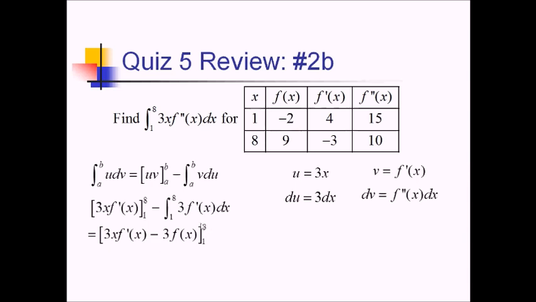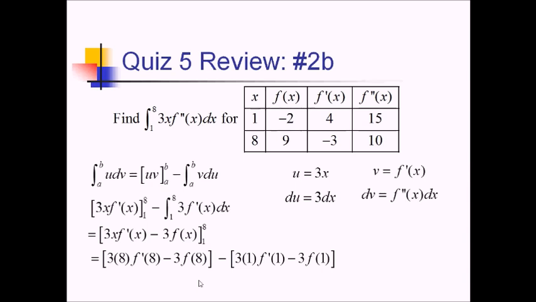So I'm going to plug 8 into all that stuff. So there should be an 8 there. There we go. 3 times 8, f prime 8, minus 3 times f of 8. And now we're going to plug 1 into all that stuff. So 3 times 1 times f prime of 1 minus 3 times f of 1.